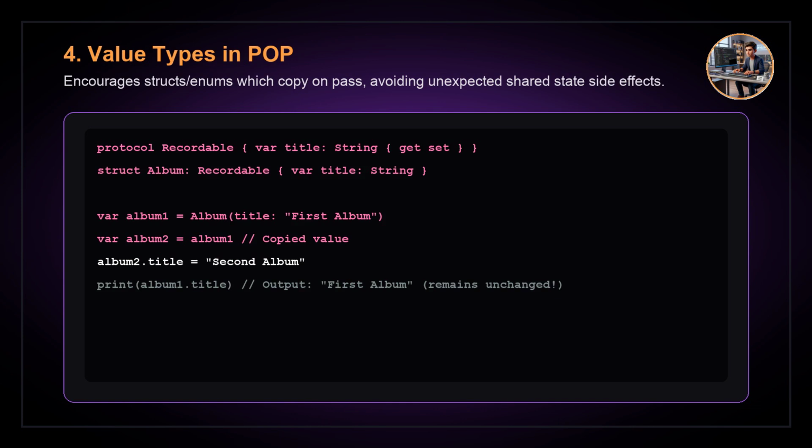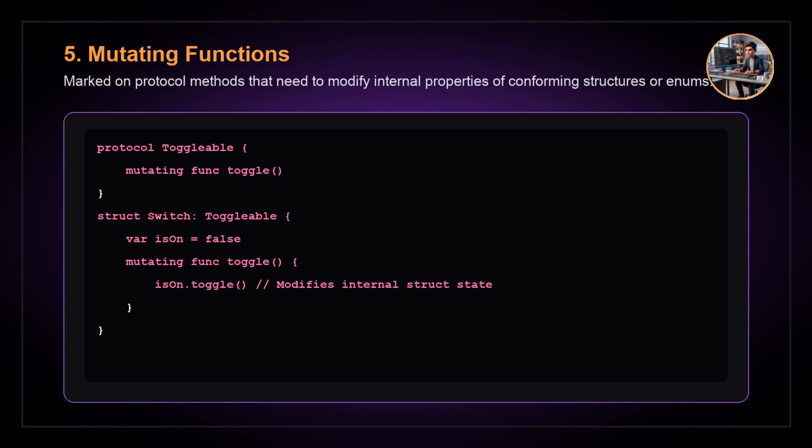Fourth, value types in POP. Traditional object-oriented programming is restricted to classes, which are reference types. POP, however, works seamlessly with value types like structs and enums. In Swift, value types are copied when passed around, which eliminates side effects, guarantees thread safety, and makes your application state predictable and easy to debug.